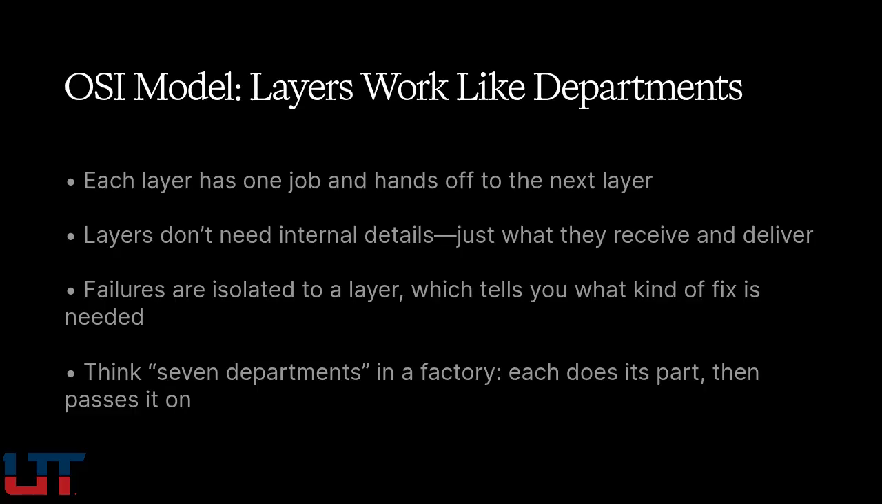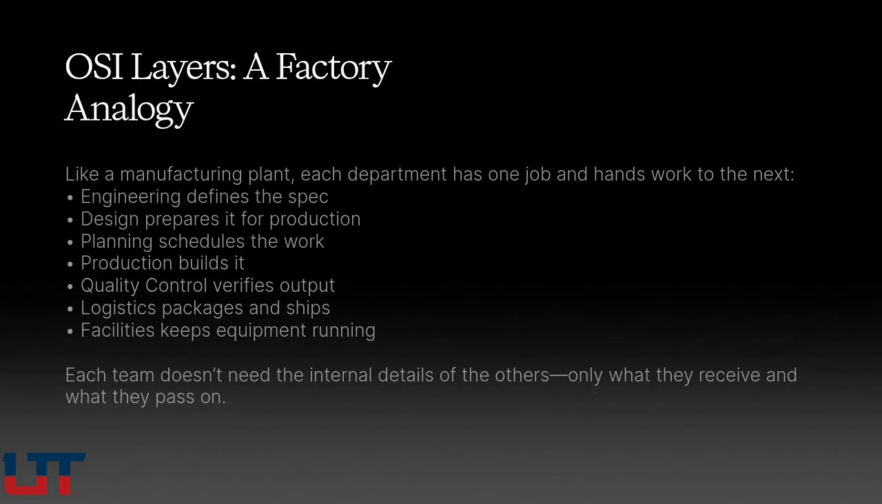Think of it like a manufacturing plant with 7 departments. Engineering creates the product specification. Design formats it for production. Planning schedules and sequences the work. Production builds it. Quality control verifies the output. Logistics packages and ships it. Facilities maintains the floor and the conveyors.